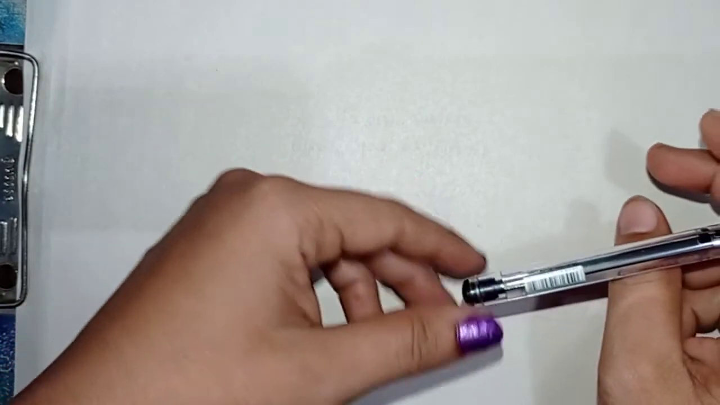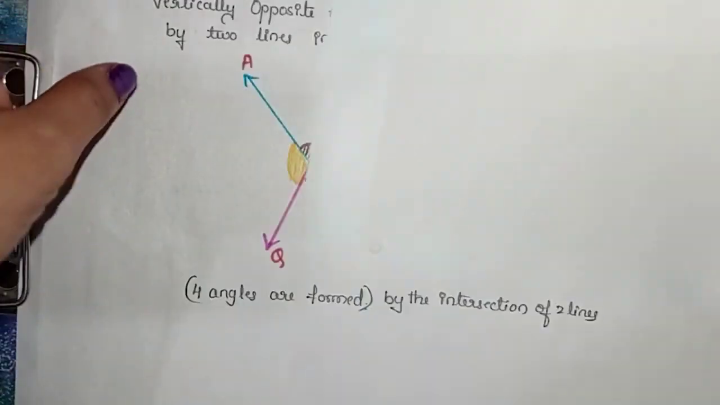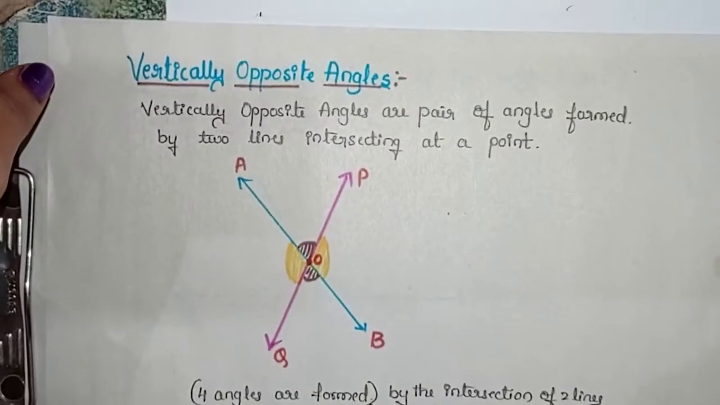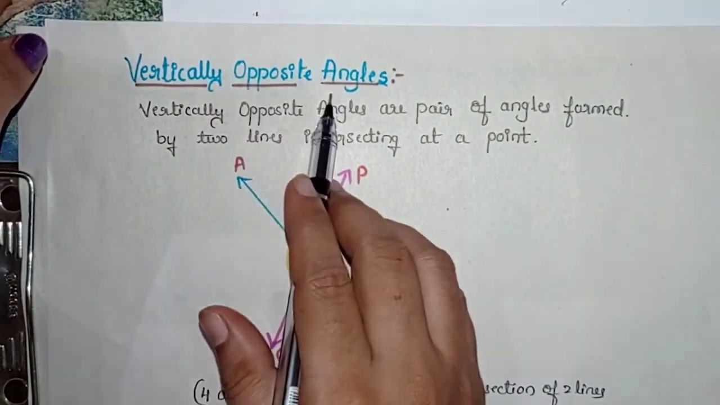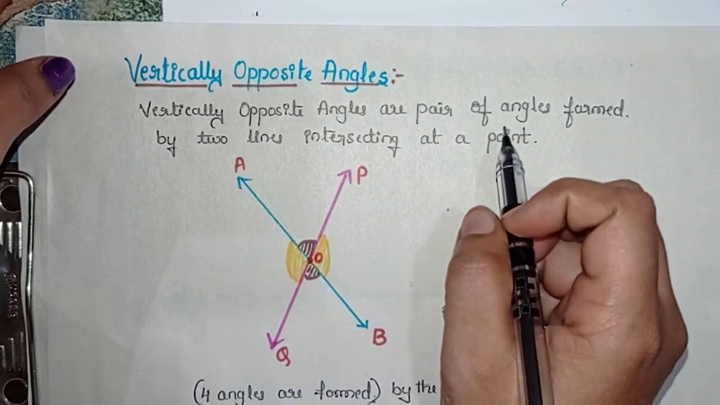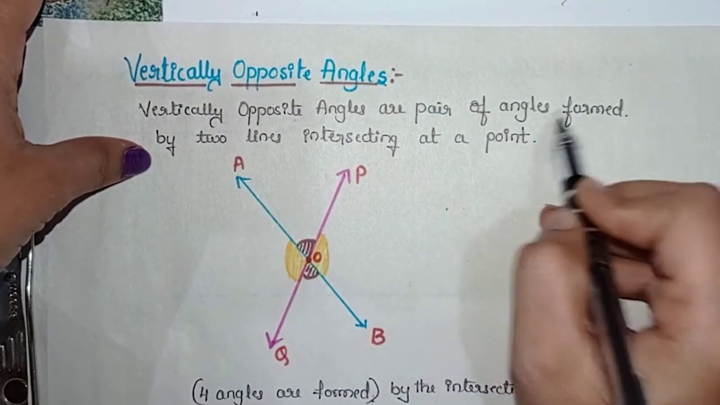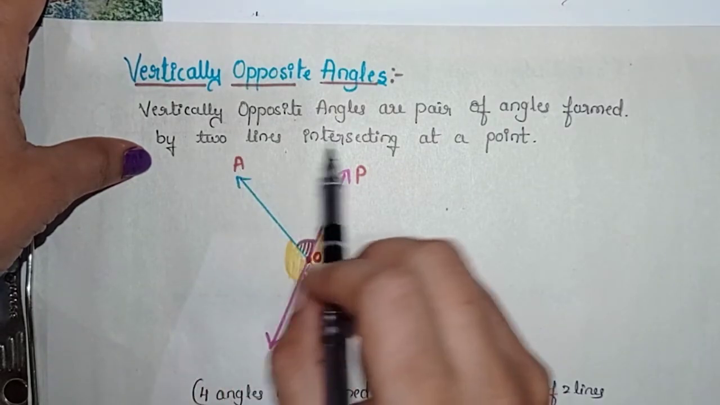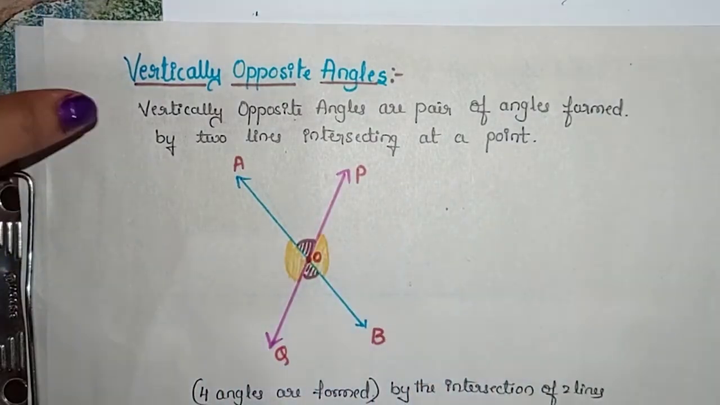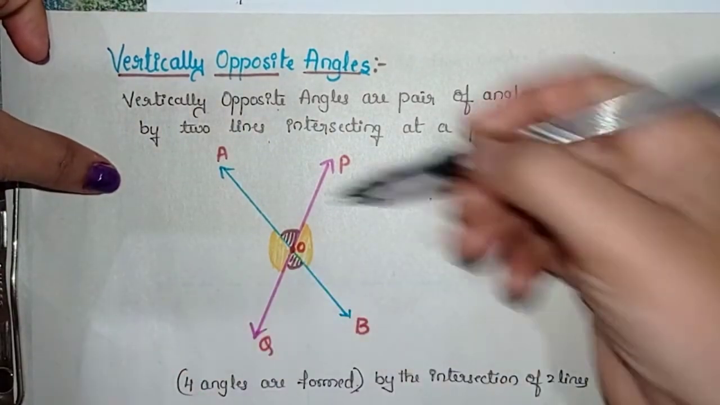After knowing the answers for my previous video's task, now we are going to learn about vertically opposite angles in this video. And first we will go with the definition. Vertically opposite angles are angles that are also found in pairs. Vertically opposite angles are a pair of angles formed by two lines intersecting at a point. Here the definition says that there are two lines.